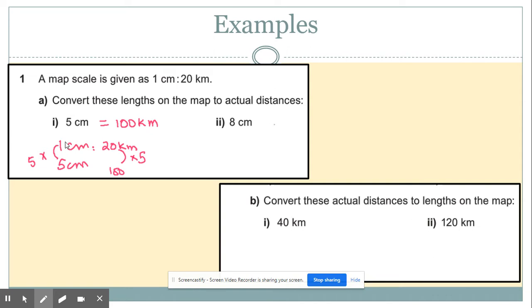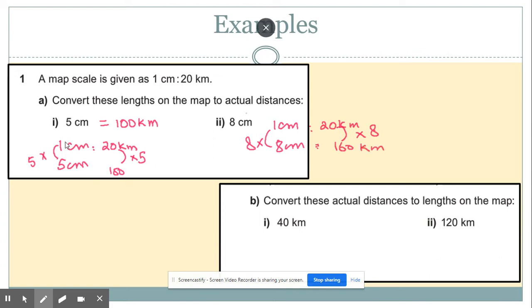Exact same on this side. 1 centimeter to 20 kilometers. 8 centimeters will be equal to what? 1 to 8, times it by 8. So do exact same on the other side. Multiply 20 by 8, it will give me 160 kilometers.